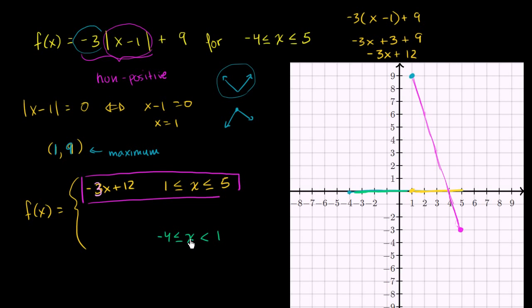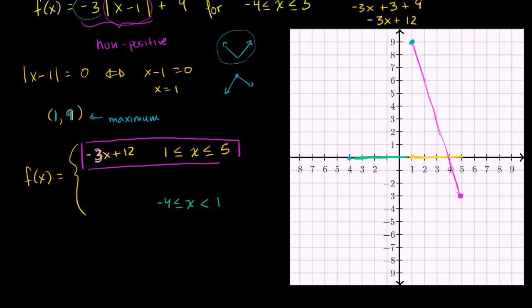Now, what about when x is less than 1? Well, when x is less than 1, x minus 1 is going to be negative. And so the absolute value is going to be the negative of that actual expression. So when x is less than 1, the absolute value of x minus 1 is equal to the negative of x minus 1, which is the same thing as 1 minus x.